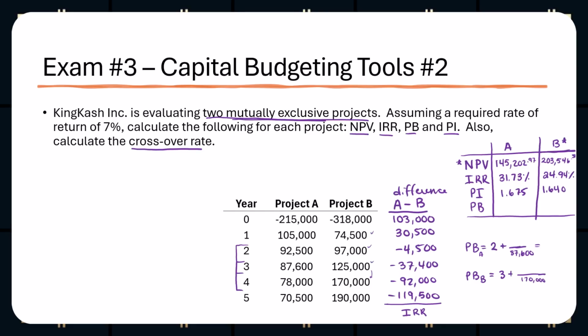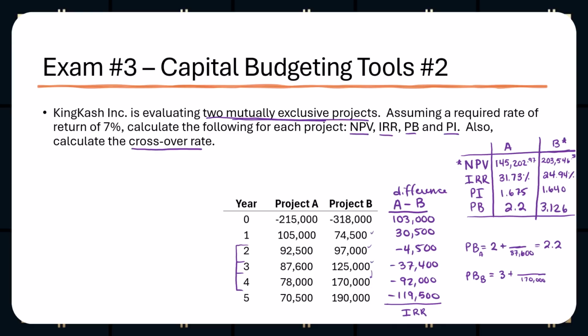So not only did Project A have a quicker payback, it had a higher IRR, it had a higher profitability index, but at the end of the day, its net present value was much smaller than Project B, and of course we would want to accept Project B in that particular scenario.